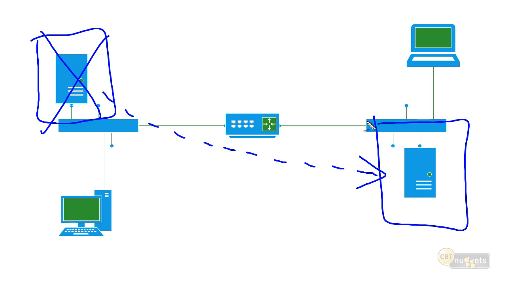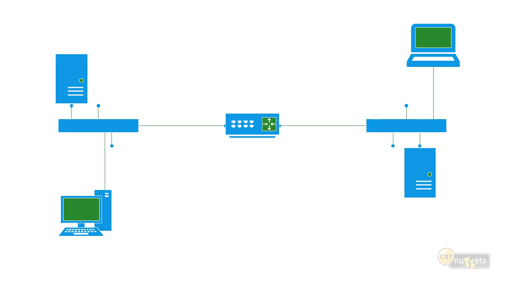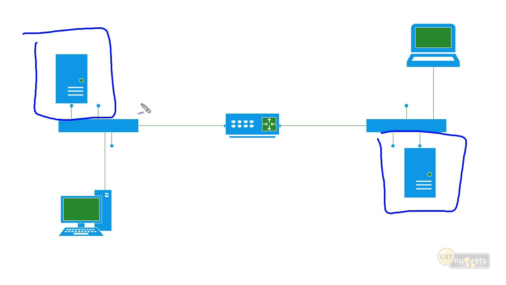So that's the hot standby mode. The other mode is load balancing mode, in which both servers are actively issuing addresses to clients and they're communicating with one another so that each one knows which addresses the other one has handed out.